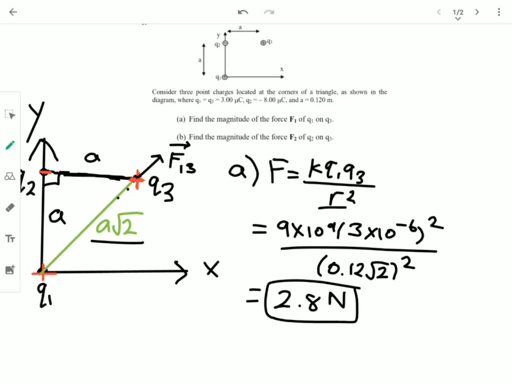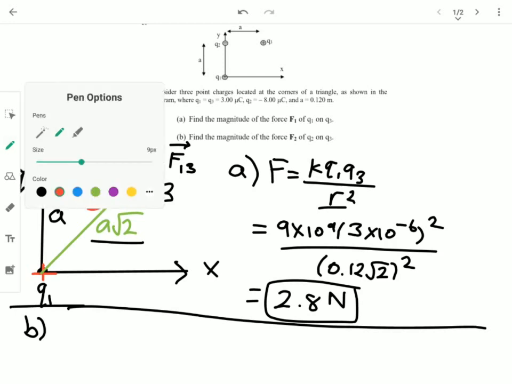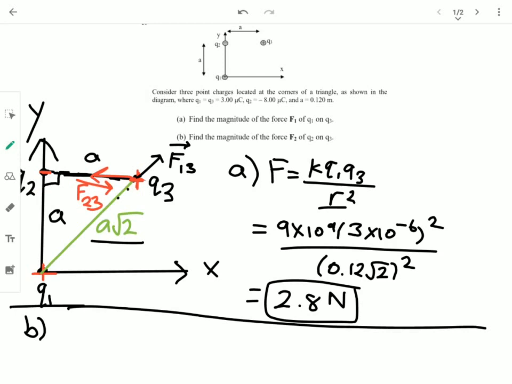Let's do part B as well here. Part B is asking us the magnitude of the force F2 of Q2 on Q3. Now look at the charge of Q2. Q2 is negative, Q3 is positive. So obviously it's an attractive force. Let me use the red pen here. So this is F2 on 3, right? So the magnitude of this would again be k Q2 Q3 over r squared.